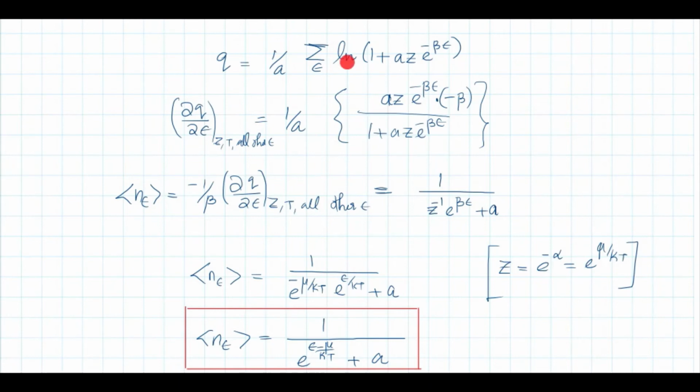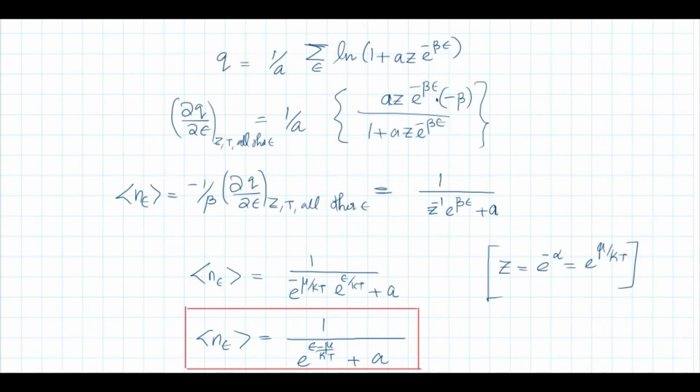Then that single term will contribute to this derivative. All other terms will vanish. So there is no more summation from now onwards. So this is 1 by A. Among this sum, only the term with that particular energy eigenvalue will contribute, and that is the derivative of the logarithm term, which is 1 by 1 plus az e raised to minus beta epsilon. Derivative is with respect to epsilon.